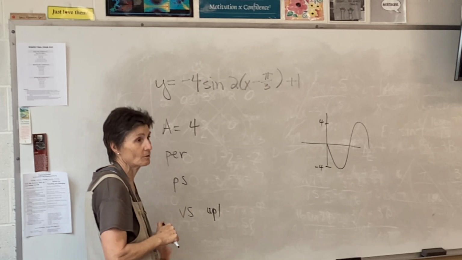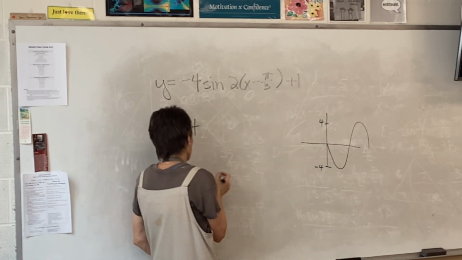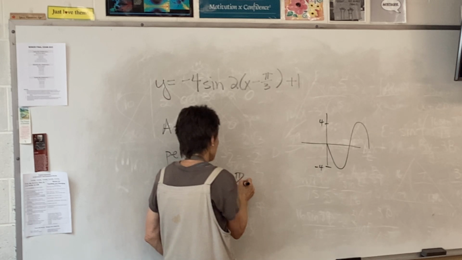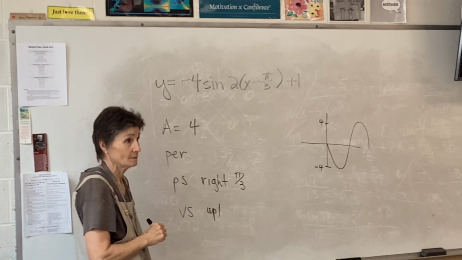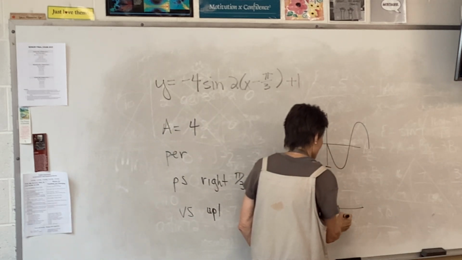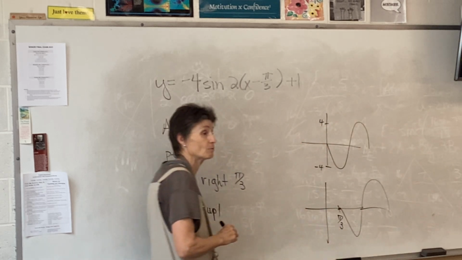What about phase shift and period? Phase shift is horizontal shift. Horizontal shift is right, pi/3, positive pi/3. So that means instead of starting at 0, the curve would be starting at pi/3. It would have that same shape, but it would be starting at pi/3.